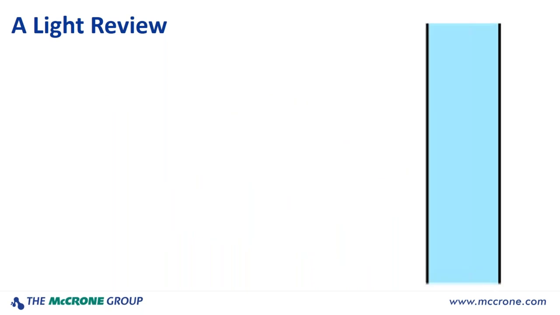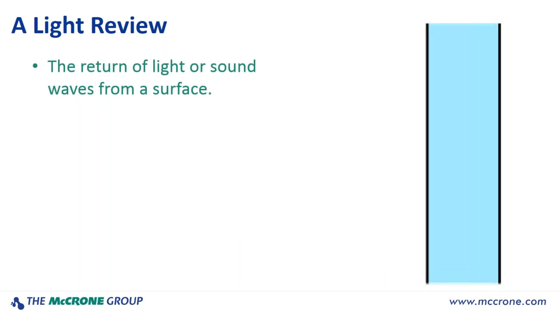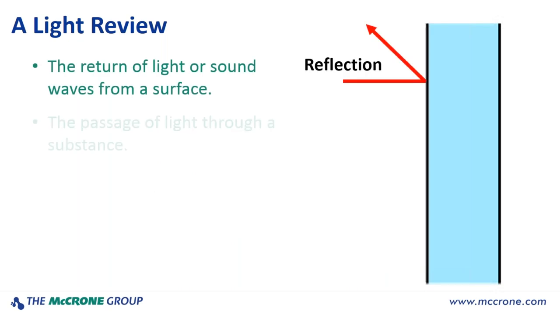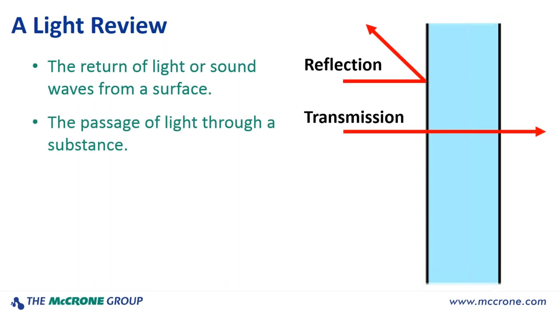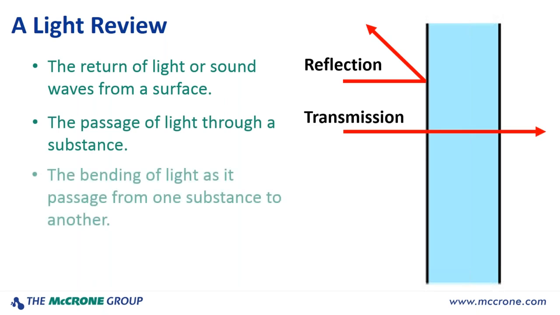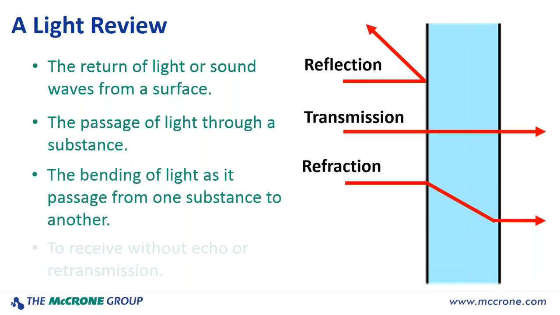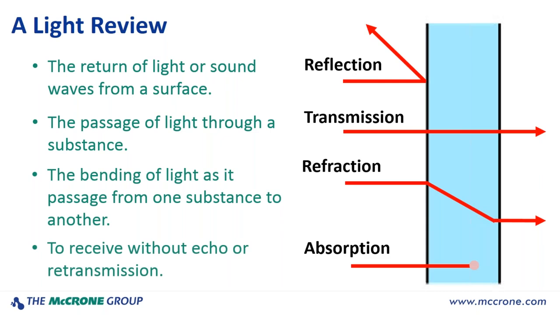When light encounters matter, it can and will interact in many ways. It can be reflected off the matter. It can pass through the substance, called transmission. It can bend as it passes through the matter, called refraction. Or it can be absorbed. We're most interested in two of these, transmission and refraction.